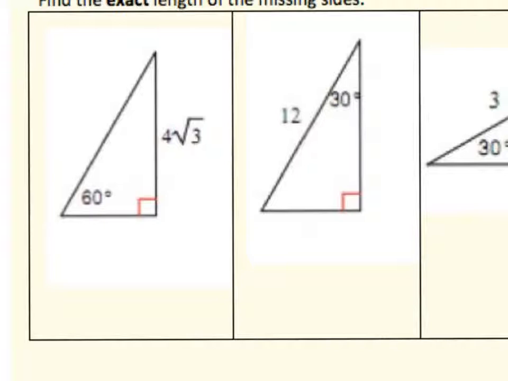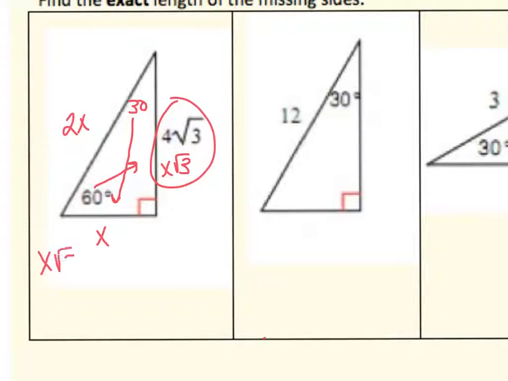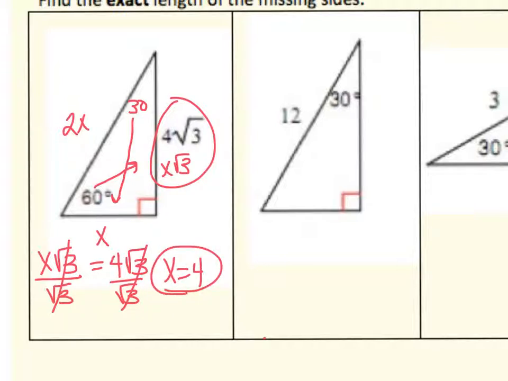In the very beginning, I'm just going to label all the sides of my triangle that I have. So across from the 30 is going to be X, the hypotenuse is going to be 2X, and then across from the 60 is X root 3. So I'm going to first set what I have equal to each other. So X root 3 equals 4 root 3. I'm going to divide by root 3. So X equals 4. So now I have this other side of the right angle to be 4. And then, since X is 4, I'm going to put that in for the hypotenuse. So the hypotenuse is 8.